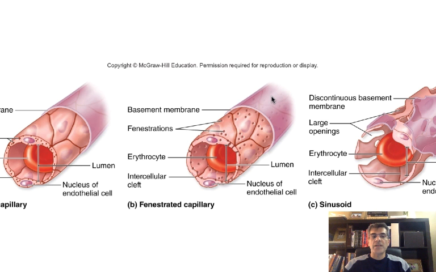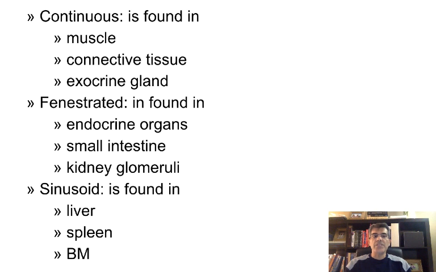Where do you find these types of capillaries? Continuous capillary, which is the most common type of capillary, is found in muscle, connective tissue, or exocrine glands. On the other hand, fenestrated capillaries are found in the endocrine organs, small intestine, or inside the kidney. We have a structure called glomeruli. We're going to talk about this one later. And finally, sinusoid is found in the liver, spleen, and bone marrow.